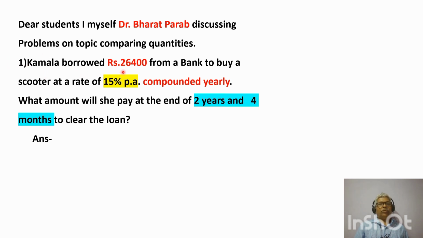Kamala borrowed 26,400 from a bank to buy a scooter at a rate of 15% per annum, compounded yearly, that is compounded annually, compound interest. What amount will she pay at the end of 2 years and 4 months to clear the loan? Read this problem and try to understand it and try to understand this solution.